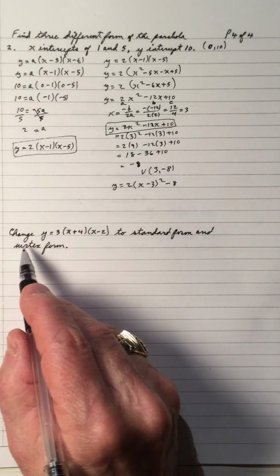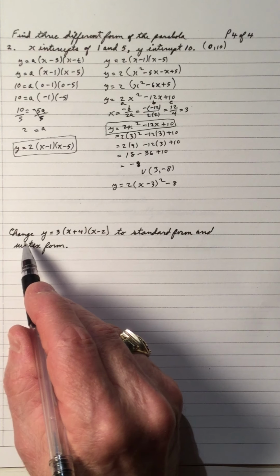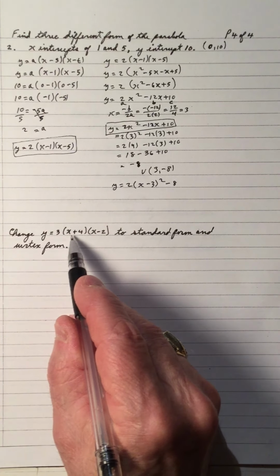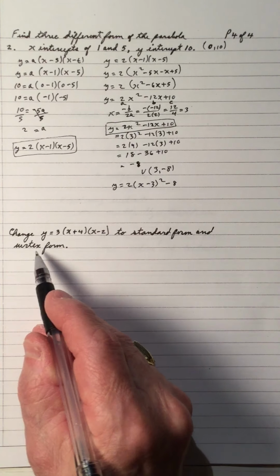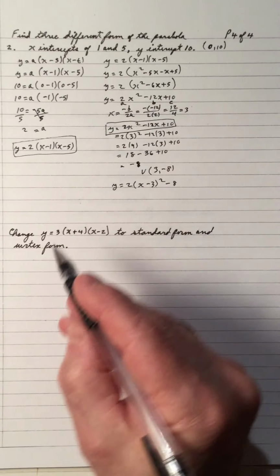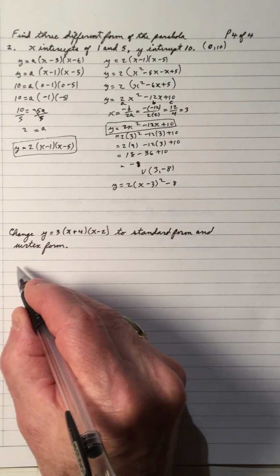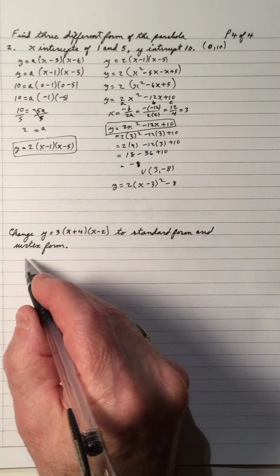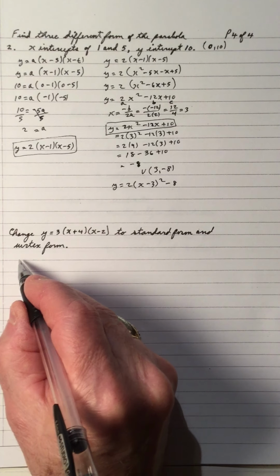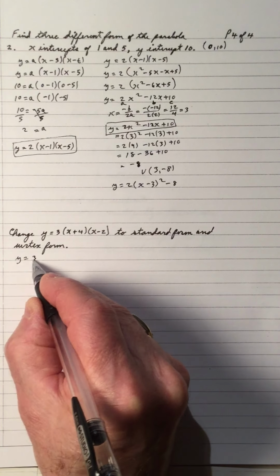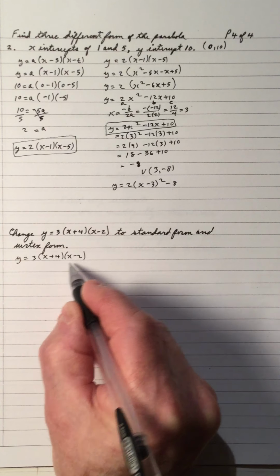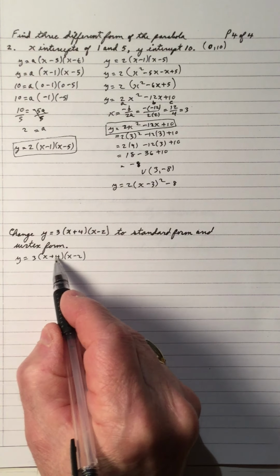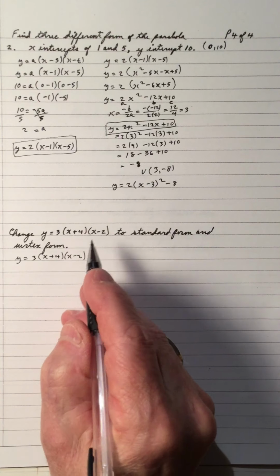Okay, let's do the final one here. Change y equals 3 times x plus 4, x minus 2 to standard and vertex form. It's the same thing I did here. Just repeating it. Same steps I'm going to do here, only I'm going to do one more extra. So we write down the equation. There it is. And we know that the x-intercepts are negative 4 and 2.